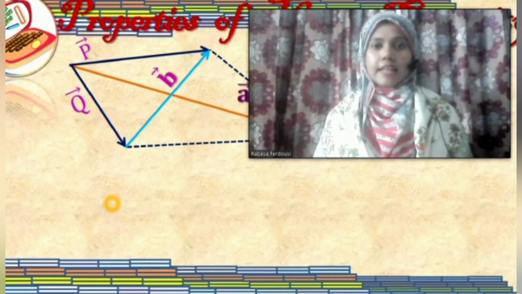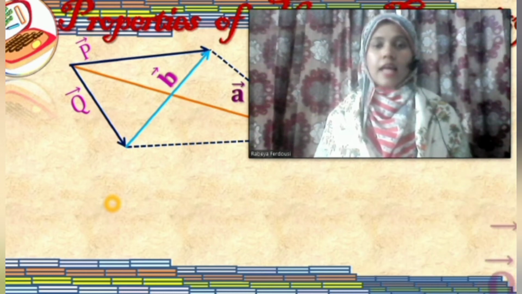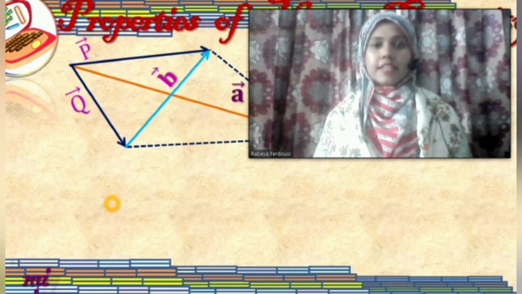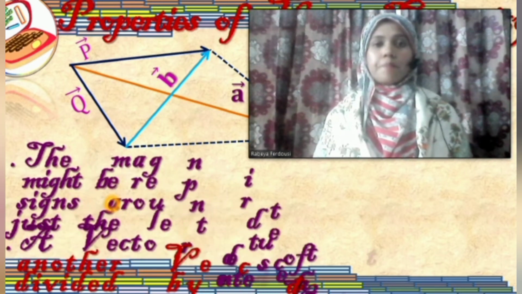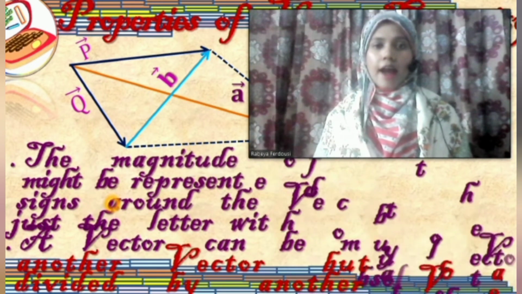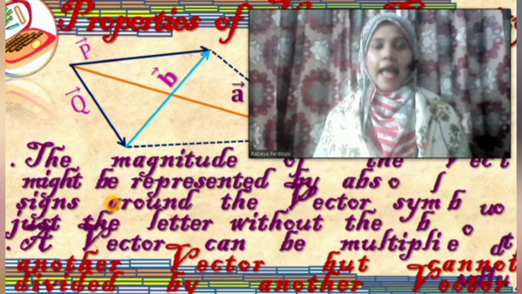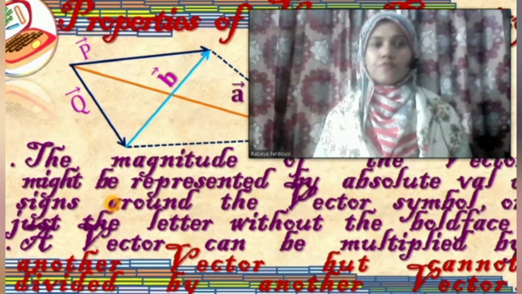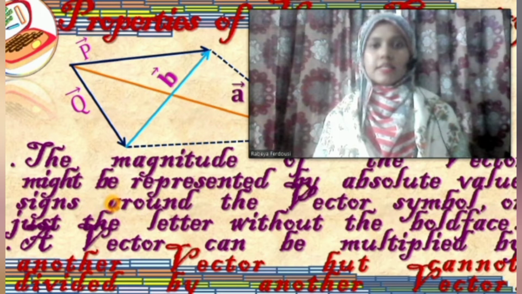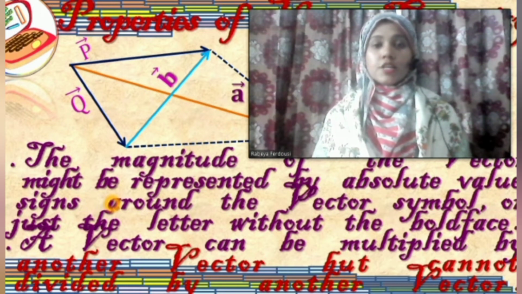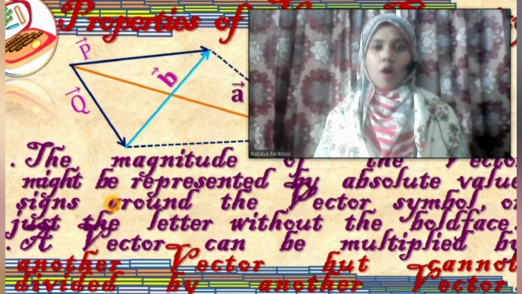Here in this slide I have added a figure of vector addition and subtraction. Here P and Q are two vectors and the addition result of these two vectors is A and B is the subtraction result between these two vectors. So the addition and subtraction of vectors usually follow these type of rules.